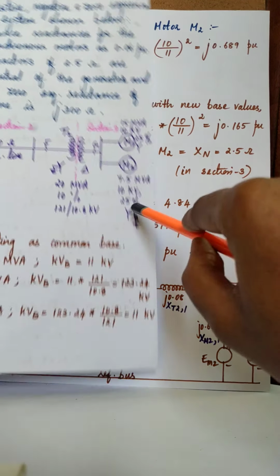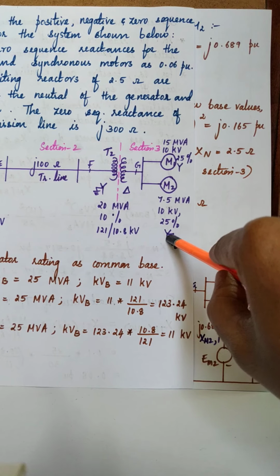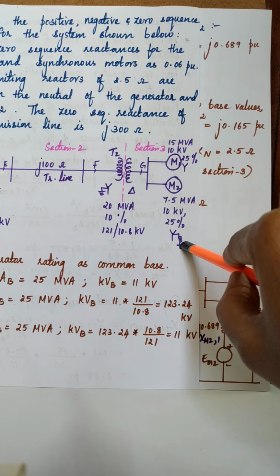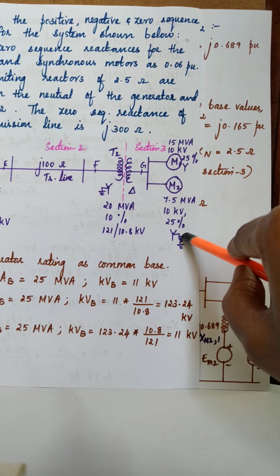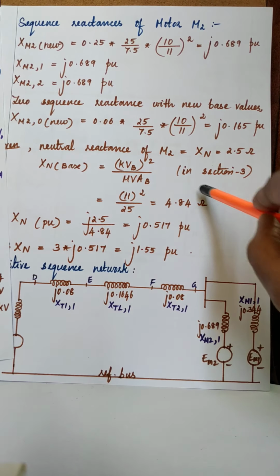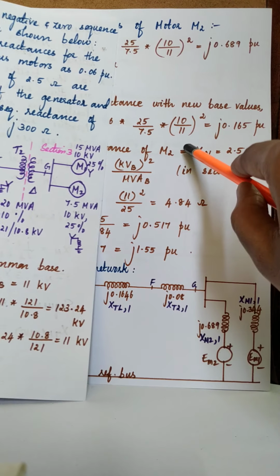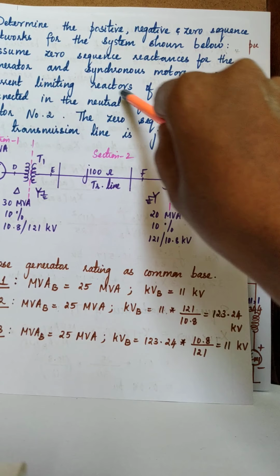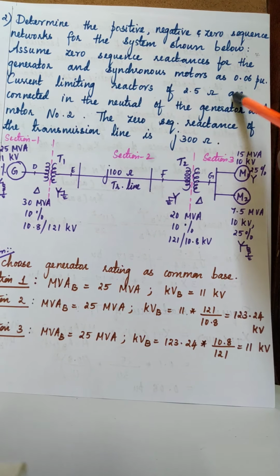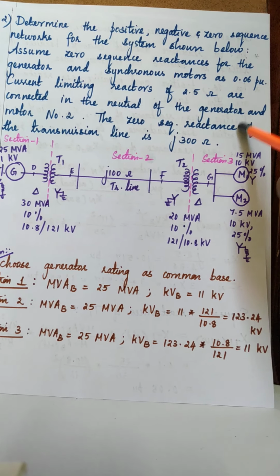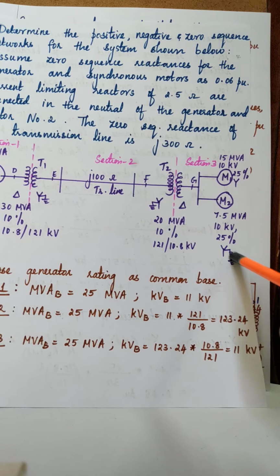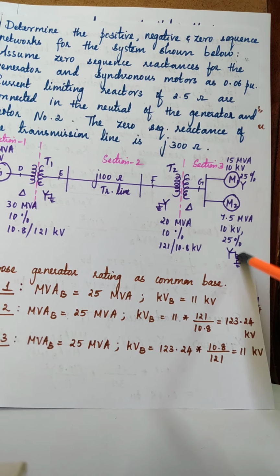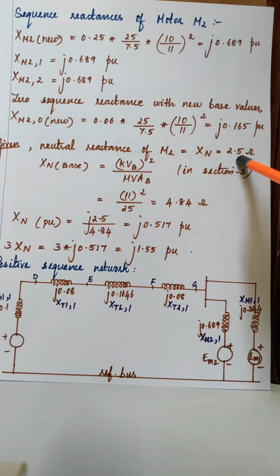But look at the type of neutral connection for M2. It is grounded through a neutral reactance. In the question they have given a current limiting reactance of 2.5 ohms connected in the neutral of the generator and motor 2. So for motor 2 also the value of Xn is 2.5 ohms in actual units.